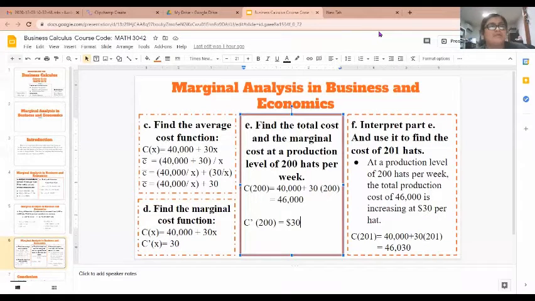E. Find the total cost and marginal cost at a production level of 200 hats per week. Okay, so since we are producing 200 hats per week, we introduced 200 here where x was in C of x, so now it will be C of 200, and then our answer will be 46,000. Okay, and C prime will remain the same.